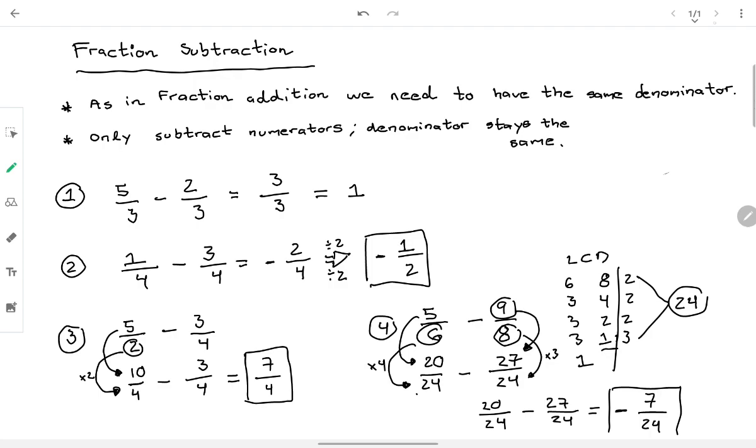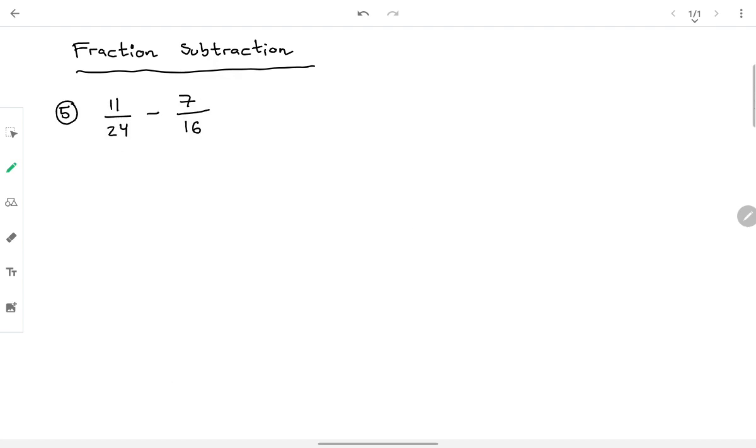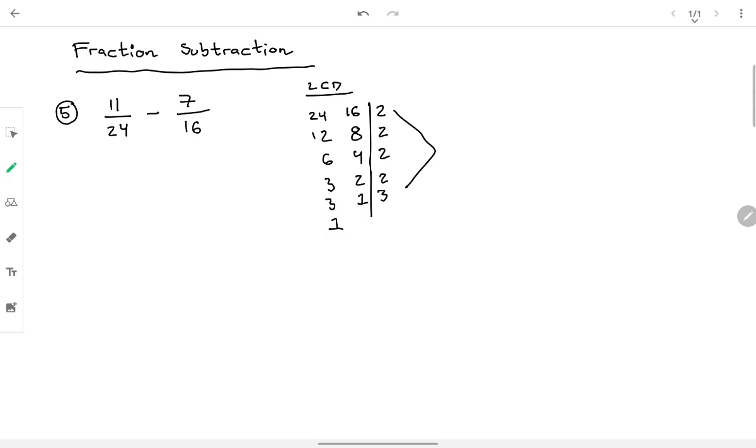Let's see some other examples. So let's try something with bigger denominators. It's the same process, but it can be a little more tricky. So let's see. In this case, we need to look for the least common denominator between 24 and 16. So we can start by dividing by 2. Then we can divide also by 2. Then continue with 2. Then another time 2. And finally with 3. If we do this multiplication, we will get the least common denominator. In this case, 16 times 3.